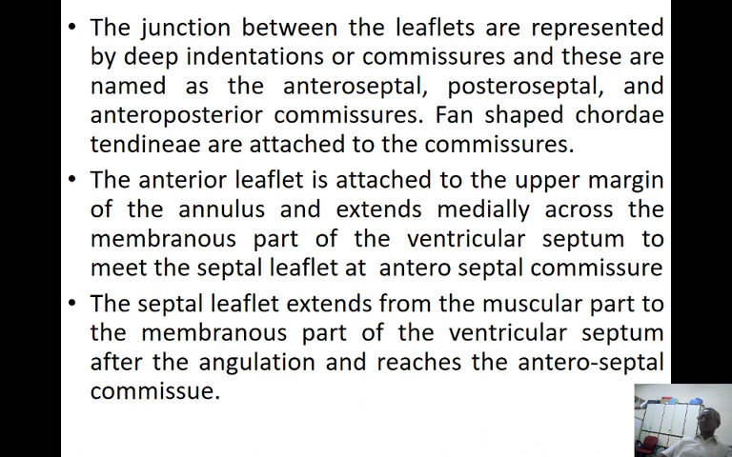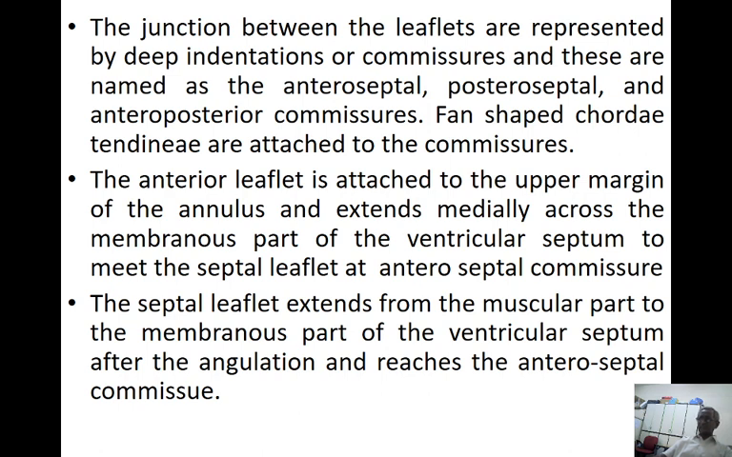Junctions between the leaflets are represented by deep indentations or fissures, and these are named anteroseptal, posteroseptal, and anteroposterior commissures. Fan-shaped chordae tendineae are attached to the commissures. The anterior leaflet is attached to the upper margin of the annulus and extends medially across the membranous part of the ventricular septum to meet the septal leaflet at the anteroseptal commissure.